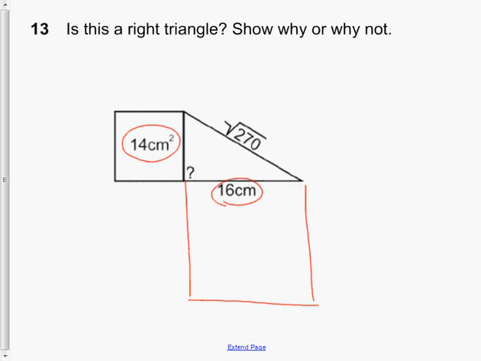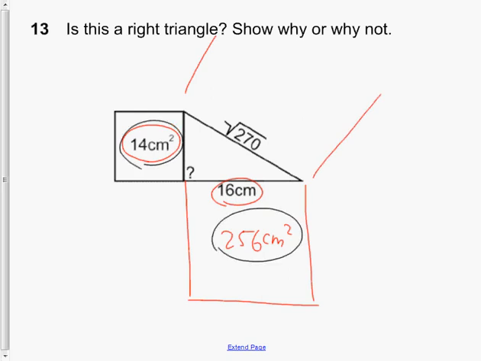So back to this question right here, what we really need to do is first find out what 16 squared is, so that's 256. And if that's true, this is the area of the square. And if I draw a square onto this hypotenuse, this plus this will equal this. So 14 plus 256 is 270 centimeters squared, which means the length of that square would be the square root of 270, which makes this a true statement.